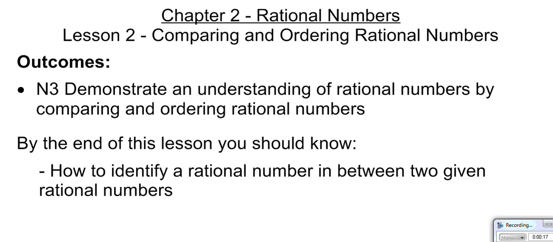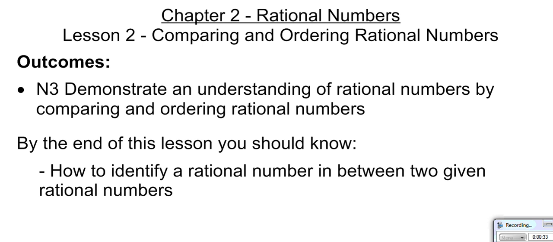The new thing this lesson that you should be able to do is identify a rational number that is in between two given rational numbers. So for example, if I gave you 2 and 3, they're both rational, you would need to come up with a value that's rational that is in between those. So we're going to practice that today.